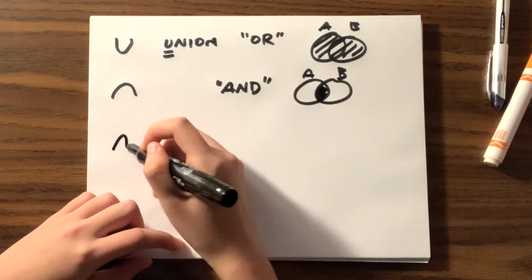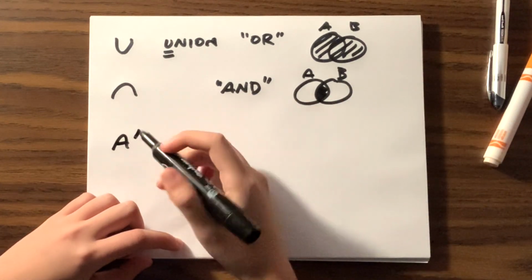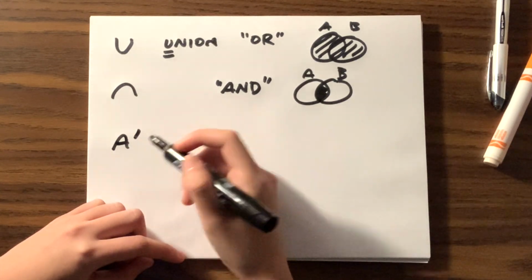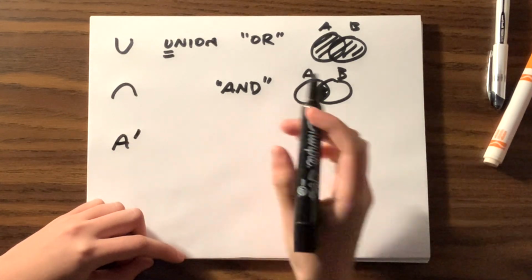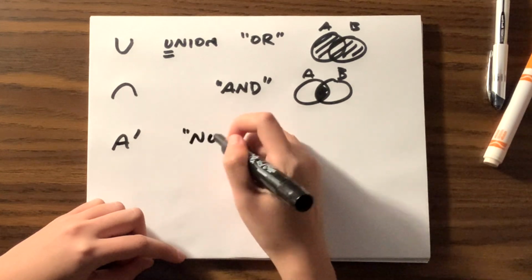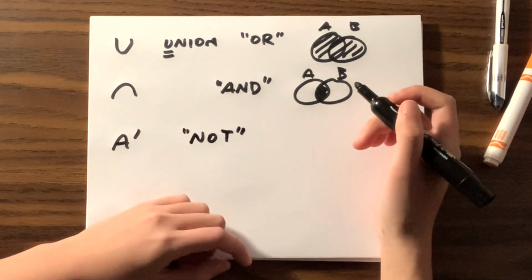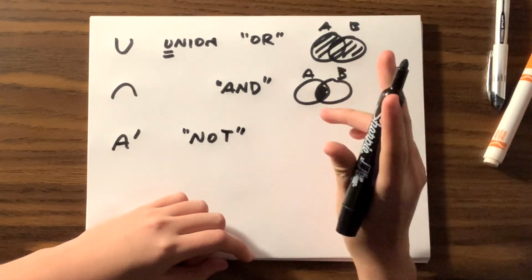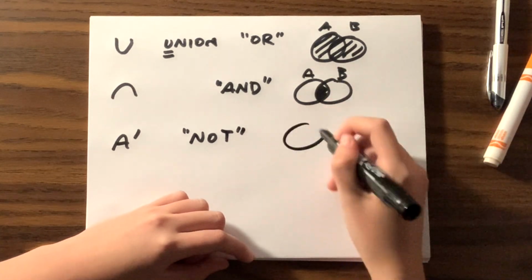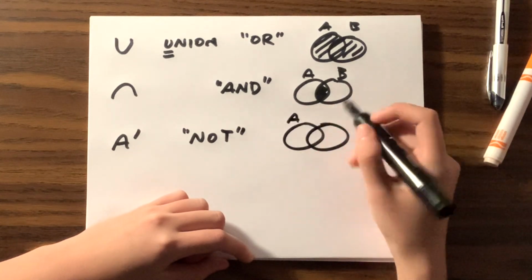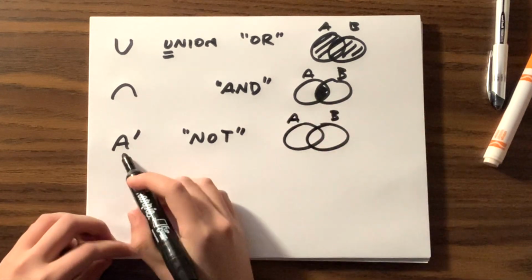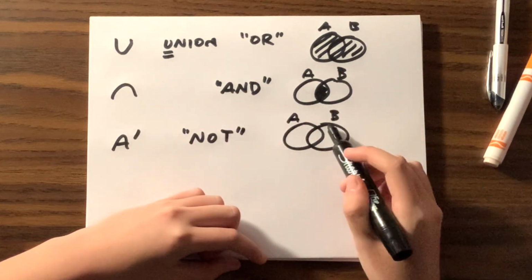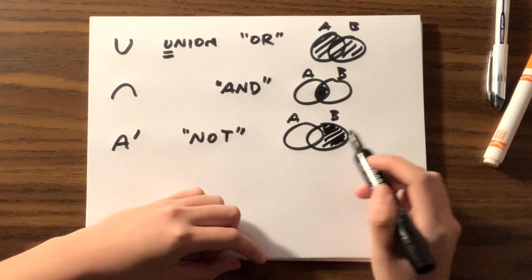Another is called a complement, and in this case we'll have the complement of A. We can denote this by writing an apostrophe after the set. And complement is a not statement. This is a set of outcomes not in the event or not in the set, or in other words, like the opposite. And so if again we have A and B, if we want to write A not, then it's going to be everything that A is not. So in this case, it'll just be this section of B.